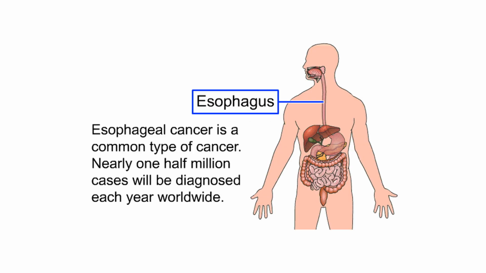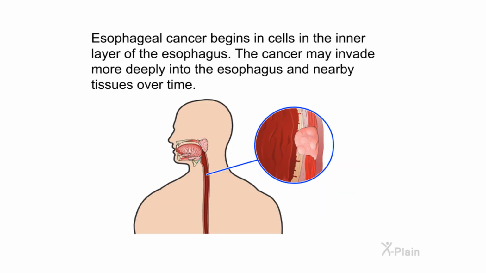Summary. Esophageal cancer is a common type of cancer. Nearly 500,000 cases will be diagnosed each year worldwide. Esophageal cancer begins in cells in the inner layer of the esophagus. The cancer may invade more deeply into the esophagus and nearby tissues over time.